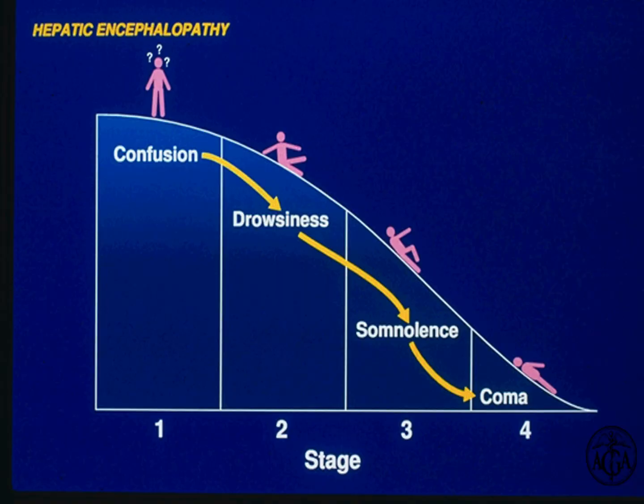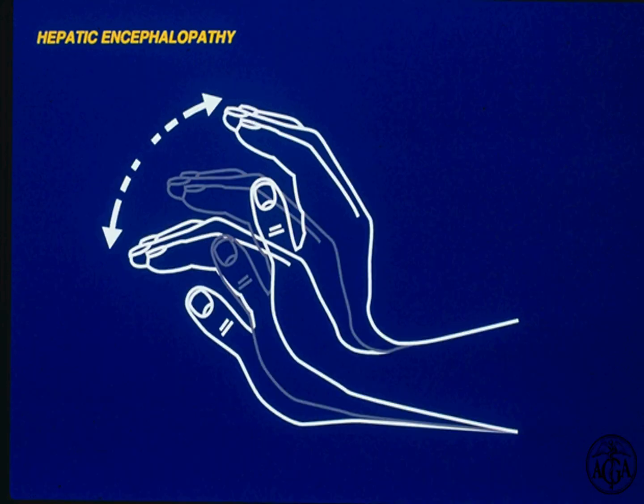This again shows the 4 stages, being confusion, drowsiness, somnolence, and coma. This slide depicts asterixis, or flapping tremor. That's the tremor you see in hepatic encephalopathy. You ask the patient to extend their wrists as if they are stopping traffic. Then you start seeing an involuntary back and forth movement of the wrist.